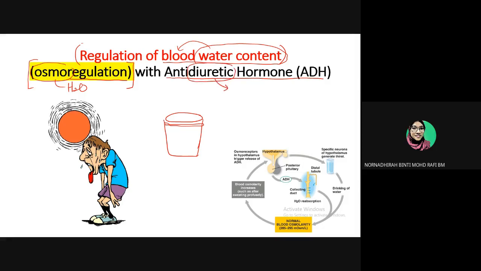Diuretik maksudnya awak nak pergi terkencing. Okay, antidiuretic hormone meaning that it will lead you to less terkencing. That is antidiuretic hormone. So maksudnya, semakin banyak ADH dihasilkan, semakin kuranglah urin kita dihasilkan. Okay? Sebab apa?